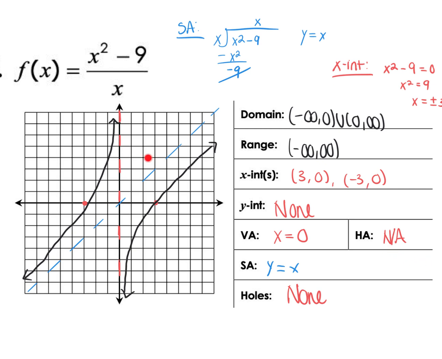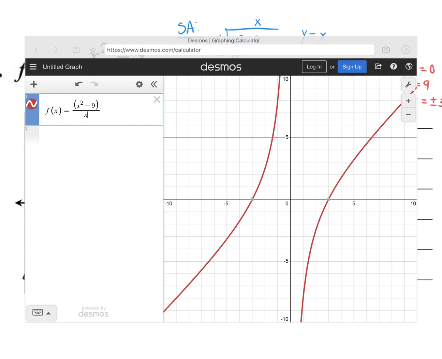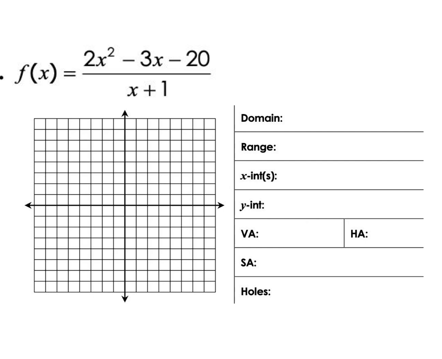So now what I'm going to do is just graph this on a graphing calculator to make sure it's right. So here we have our graph, and that looks pretty much the exact same to me. So yeah, we did that right.